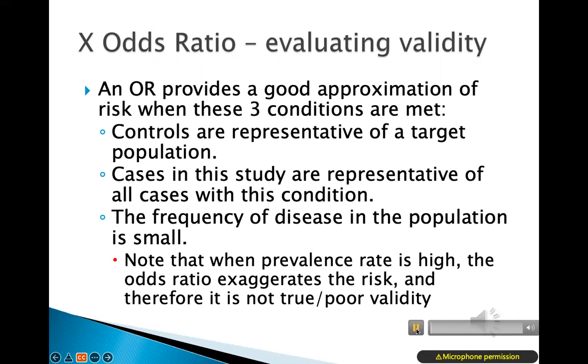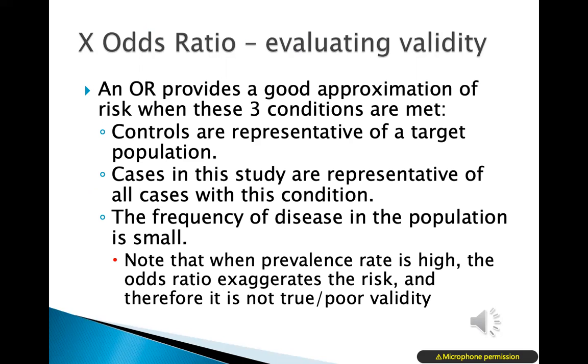So I want to remember what we're doing this all about. Both odds ratio and risk ratio are used to determine the amount of bias and make sure that the results of the study are valid. So an odds ratio is a good approximation of the true risk or the true association between the independent variable, which is the risk factor, and the dependent variable, which is the outcome of interest. So the true relationship of that risk factor is correct if 3 conditions are met.